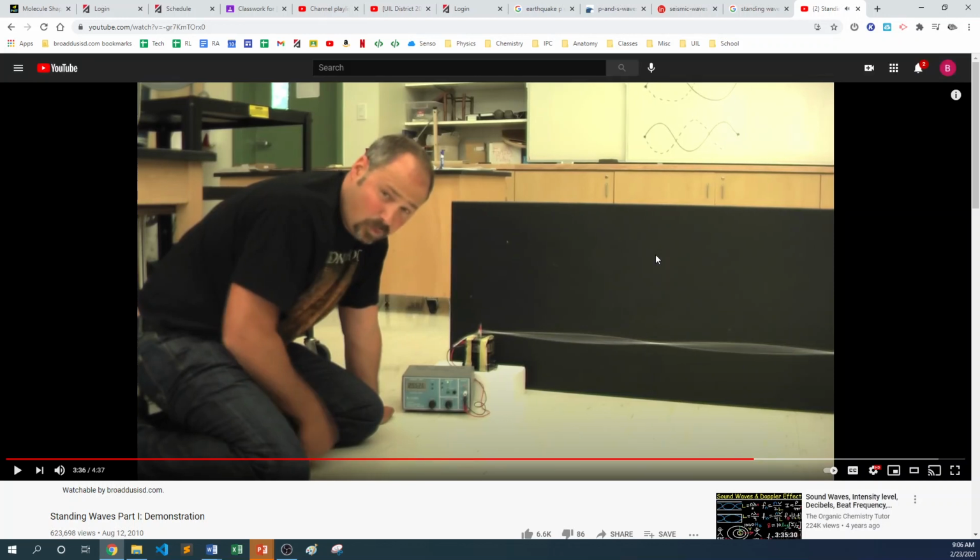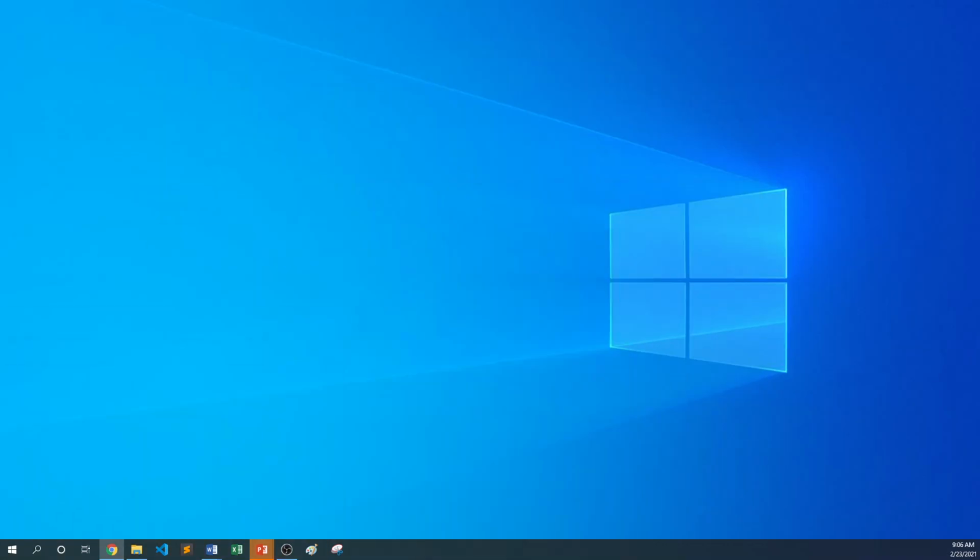Have you ever had a cup of coffee, and while you're walking, it starts splashing out of your cup? Do you know why that is? So these harmonics depend on the length of the rope.